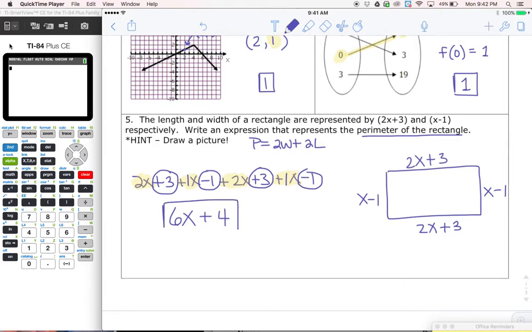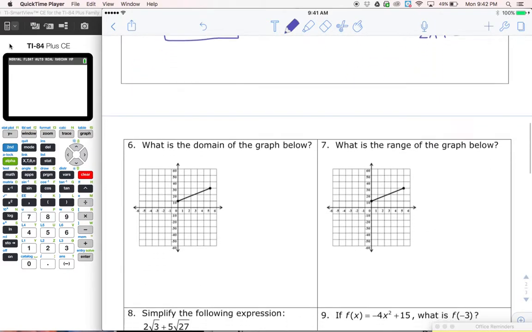And that's all we got to do. Label all of our sides, add them all up, and we're done, right? That's perimeter. Flip this over. Let's look at problem 6.